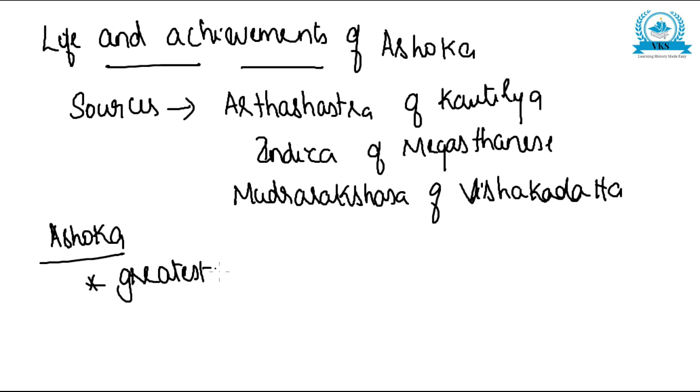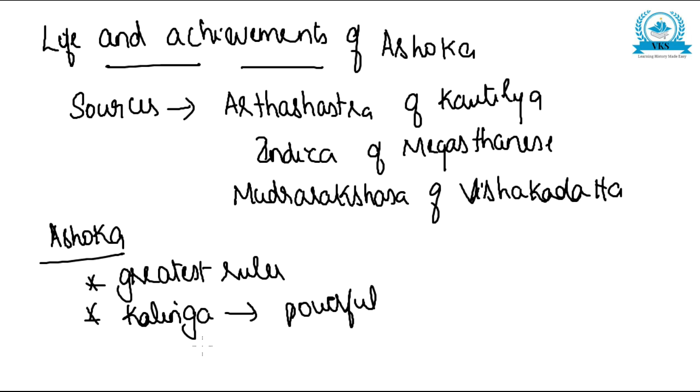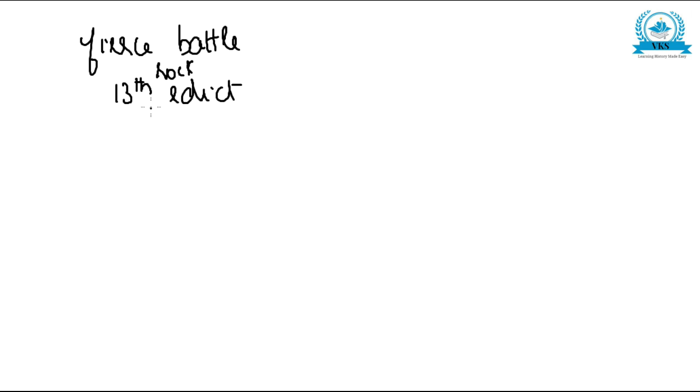During the rule of Ashoka, Kalinga was a very powerful kingdom. Ashoka marched up to Kalinga because he wanted to extend his empire, and there a fierce battle was fought. All the details about the Kalinga war, the conquest and its results, we get in the 13th rock edict.